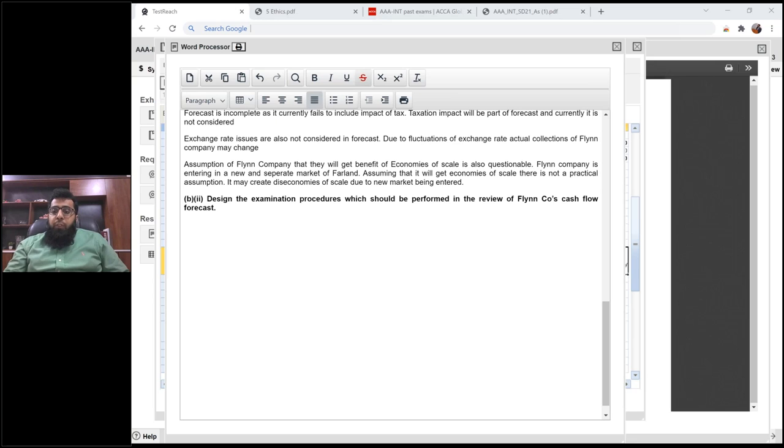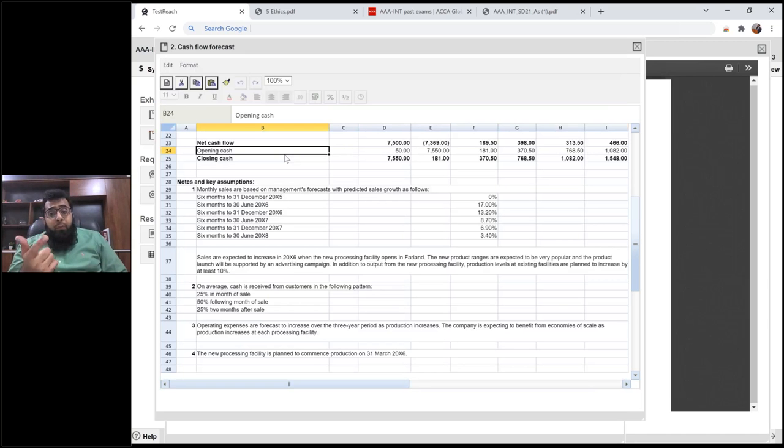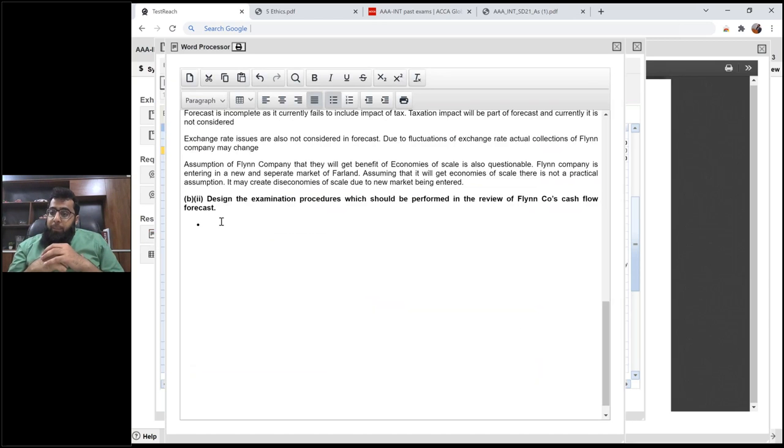Now, one thing, in forecast financial information, you can write some general procedures also: you will review the competence of the person who prepared this forecast, look at whether the accounting policies have been used consistently, and recalculate the entire forecast. These are general procedures which can be used every time. But don't write too many general procedures. You can get 2-3 marks on these. So first I will write the easy ones, because some procedures on a forecast are general, which the examiner also writes every time.